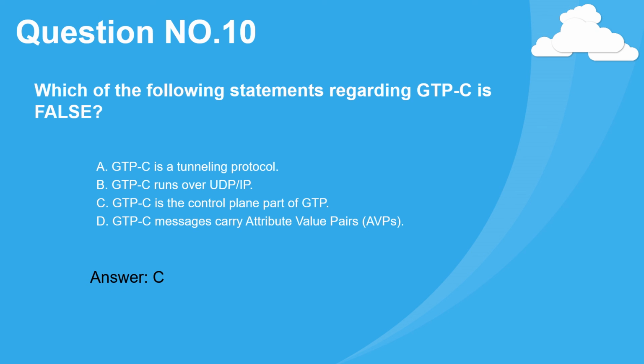Question number 10. Which of the following statements regarding GTP-C is false? A. GTP-C is a tunneling protocol. B. GTP-C runs over UDP/IP. C. GTP-C is the control plane part of GTP. D. GTP-C messages carry attribute value pairs, AVPs.